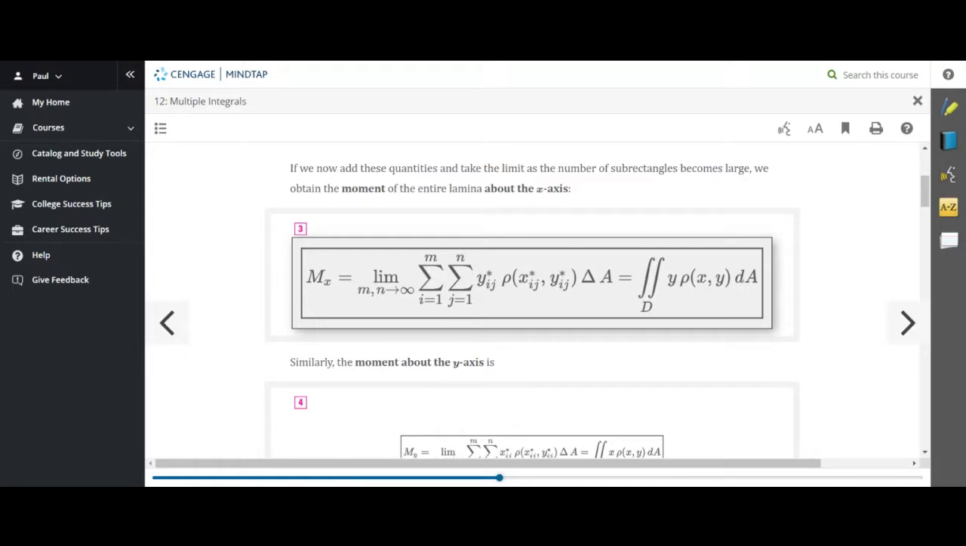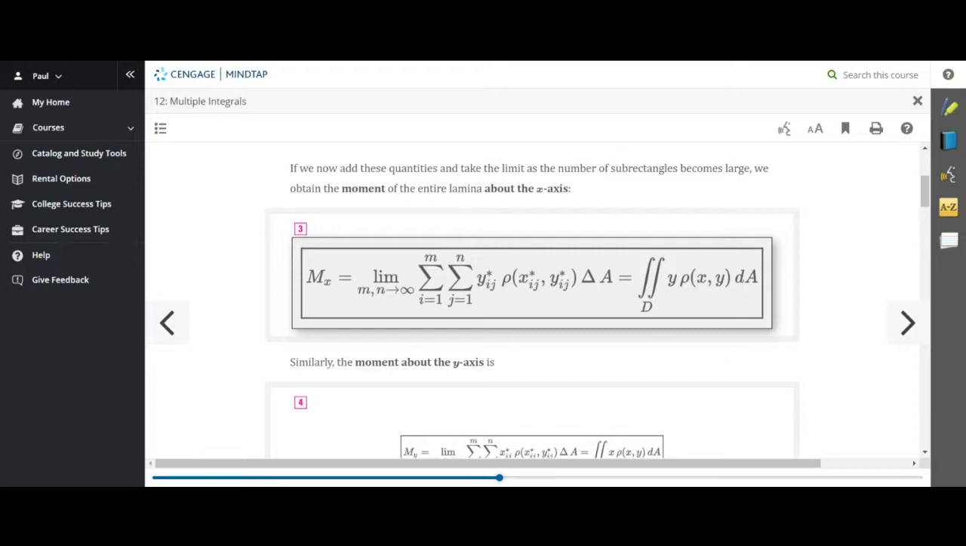y times the density. How far points are on the lamina from the x-axis affects the center of mass, with respect to the x-axis. That's why the y variable is the variable that tells you how far a point is from the x-axis. So for the moment about the x-axis for the lamina, you have y times the density.